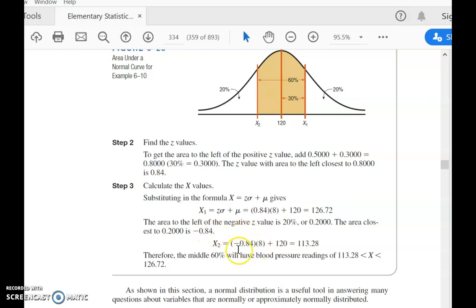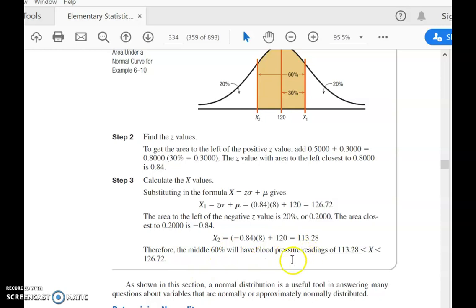So plugging it into the formula, I'm using this formula right here: negative 0.84 times 8 plus 120. Crank that out, and it is 113.28. So this value right here is going to be 113.28. This value right here is going to be 126.72. So the middle 60% will have blood pressure readings between 113.28 and 126.72. You see how that notation works here? X is greater than 113.28, but X is less than 126.72.